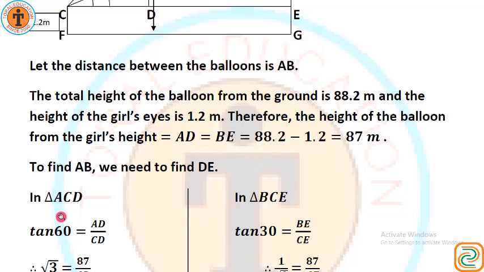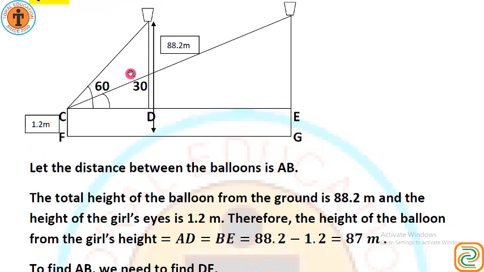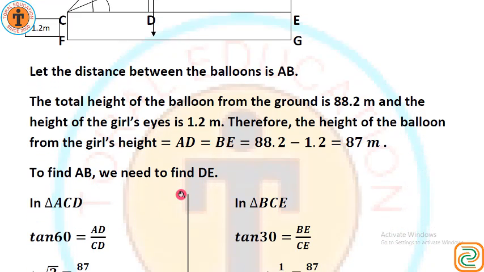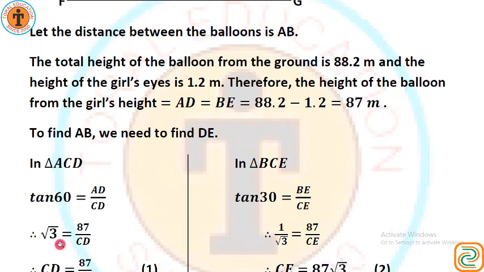So in triangle ACD, tan 60 equals AD upon CD, right? So root 3 equals 87 upon CD. CD equals 87 upon root 3.